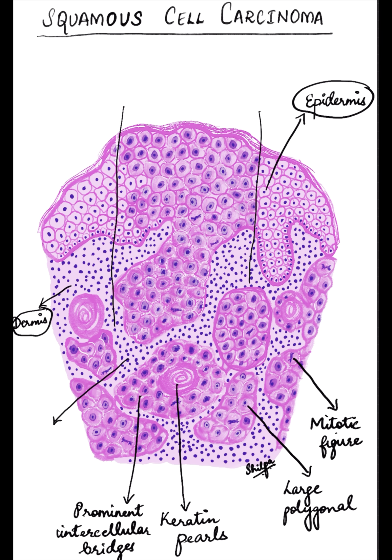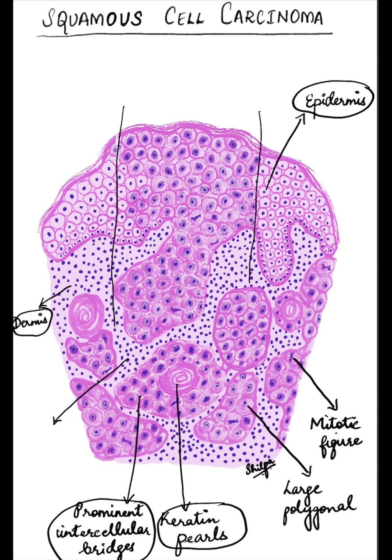So let me summarize all the features that we are seeing here. That is, there are large polygonal cells which are arranged in nests, islands, and sheaths. And these individual cells are large polygonal with abundant eosinophilic cytoplasm, round to oval vesicular nucleus, prominent nucleoli, and the features of well-differentiated carcinoma, that is abundant individual cell keratinization, prominent intercellular bridges, and keratin pearls.